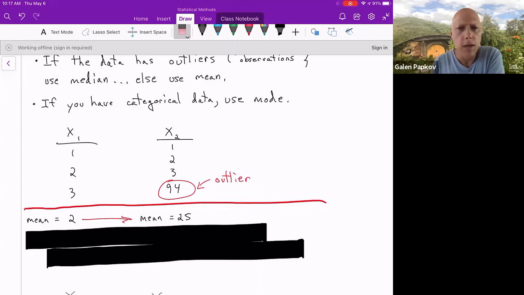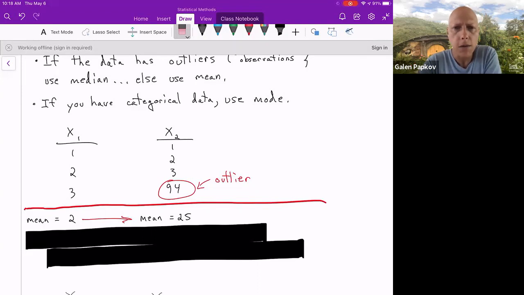What about the median? So let's start back with the x1 column. Median is the middle value of the ordered data, and the data happens to be in order already. So with 1, 2, and 3, 2 is your middle value, so 2 is the median for the x1 column.